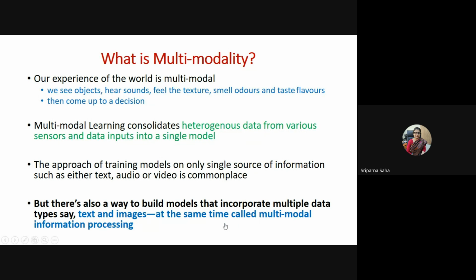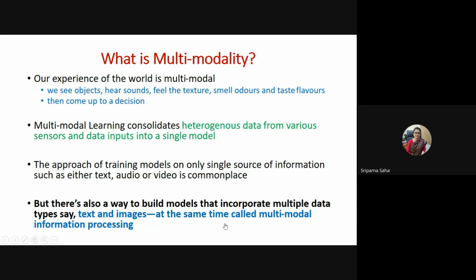And after using our multiple sensors, we are collecting the information, and after that we are taking a decision. So basically we have multiple sensors or multiple organs, and by using multiple organs we are collecting information from different sources, and then we are taking a decision. So our experience of the world is multimodal.